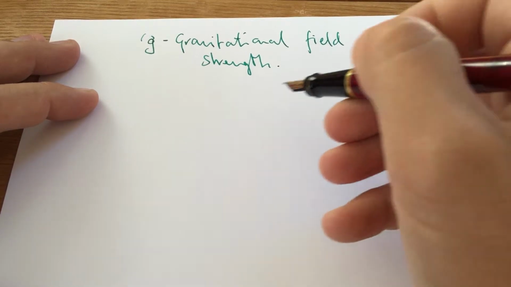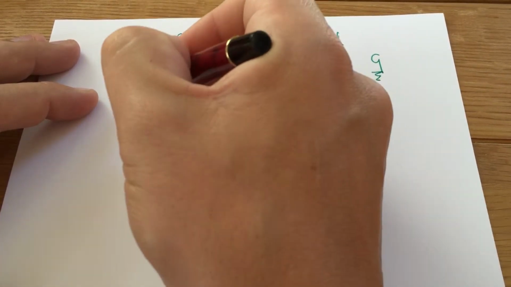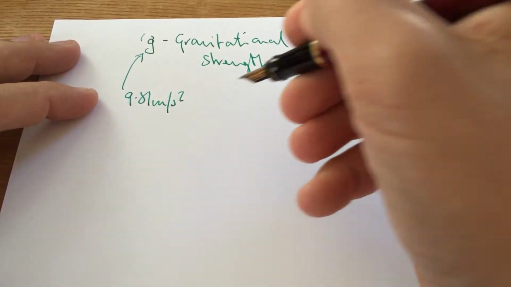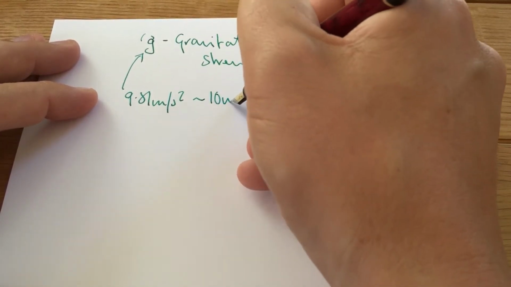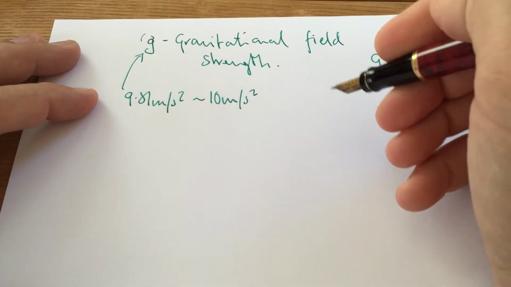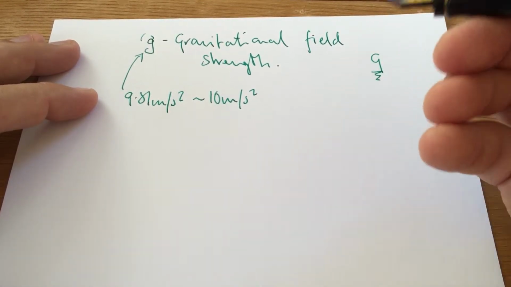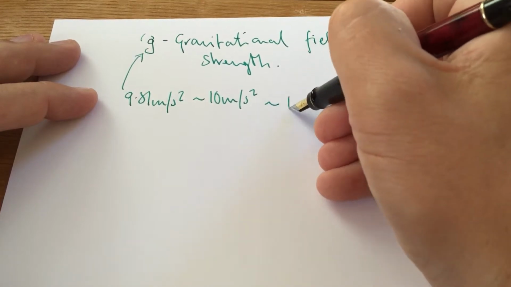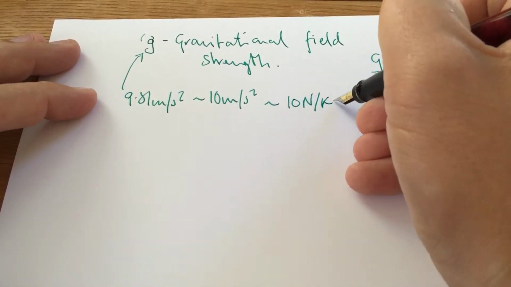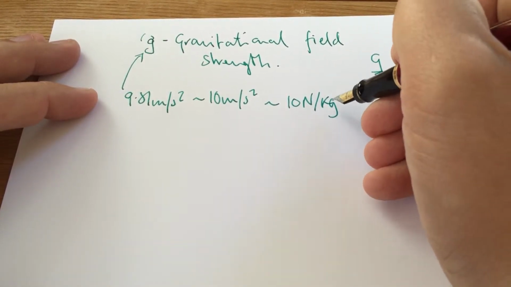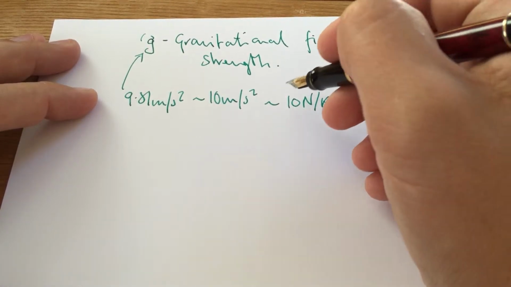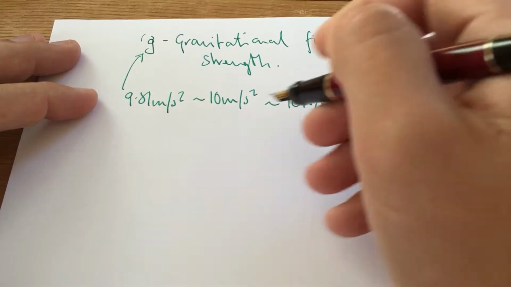But this is little g, in other words, and you're familiar with what this is, 9.81 meters per second squared, or people often say approximately 10 meters per second squared. The rate at which objects fall to the Earth, the acceleration with which objects fall to the Earth, but also approximately 10 newtons per kilogram, the force that each kilogram will feel on Earth. Okay, let's see how we can derive that from big G here.